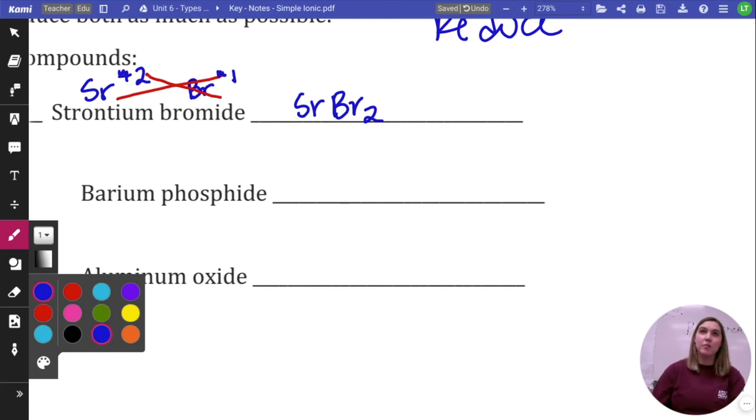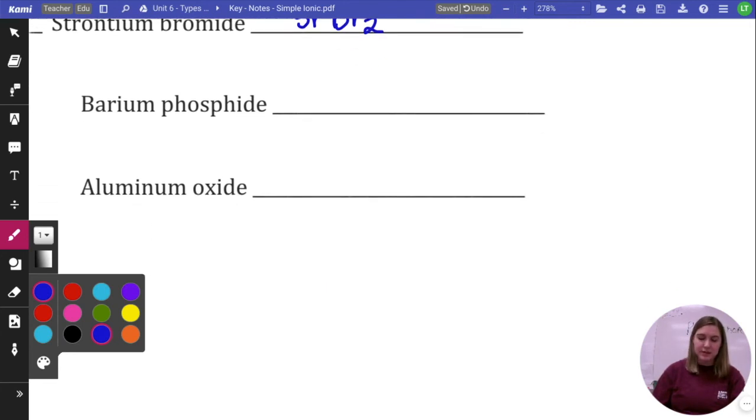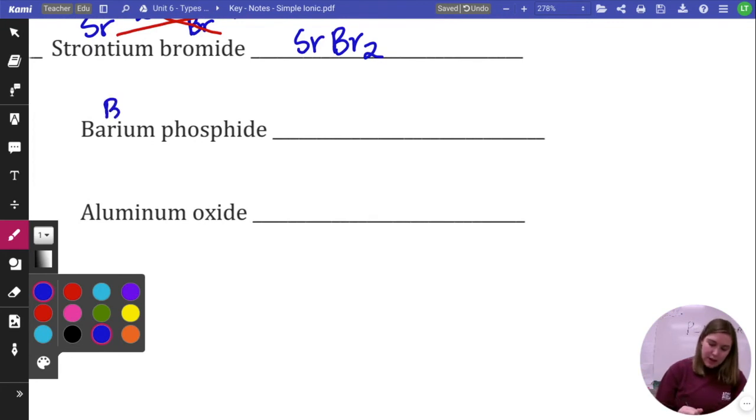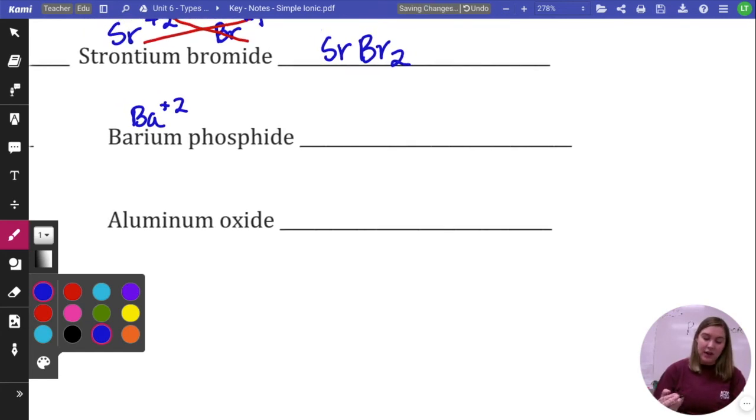Okay, I'm going to do one more with you guys and then leave the last one for you guys to do as practice. All right, so this time we have barium phosphide. So barium is Ba, and it has a positive 2 charge because it's in group 2. And then phosphide would be phosphorus, and phosphorus is in group 15, so it has a negative 3 charge. So we're going to swap, drop our charges, and reduce. We have 2 and 3. Those can't be reduced down further, so we end up with our formula as Ba3P2.